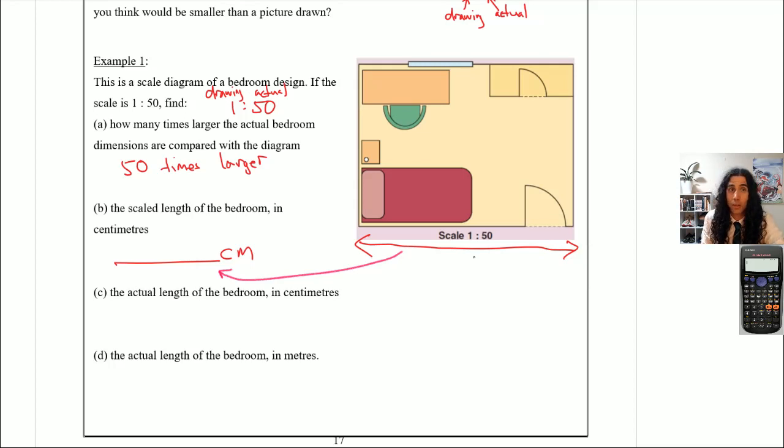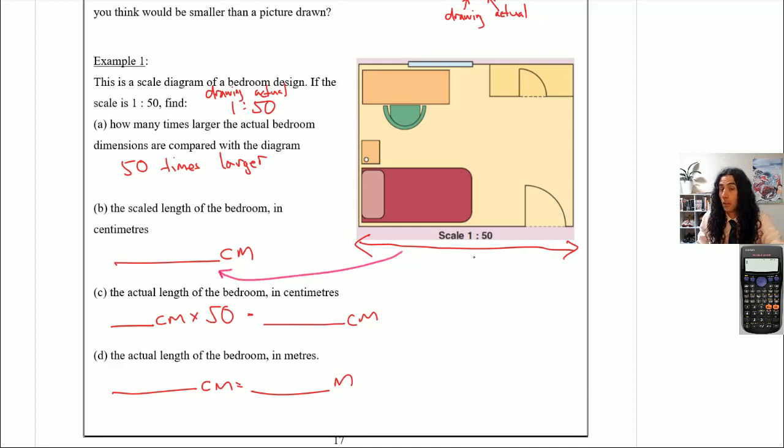Okay, next, the actual length of the bedroom. We need to take that measurement you got already and times it by 50, and that is the actual length. Then lastly, it says the actual length of the bedroom in meters. So take that actual length you got in centimeters and convert that into meters. Again, using a calculator. So you're going to need to do this one. I can't just copy off me this time. You're going to need a ruler.